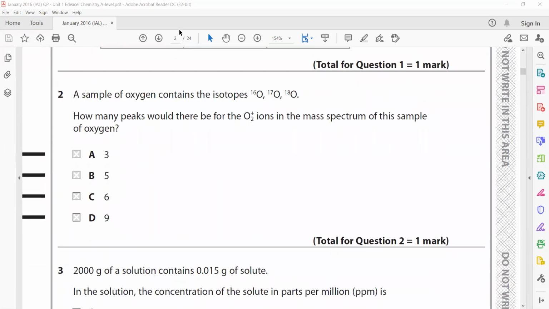A sample of oxygen contains isotopes 16, 17, 18. How many peaks of O2 will be there? So how can we identify how many peaks of O2? If both of them are 16, so 16 plus 16, that is 32. Or maybe one is 16, another one is 18, so that will be 34. Or maybe 16 and 17, so that will be 33.